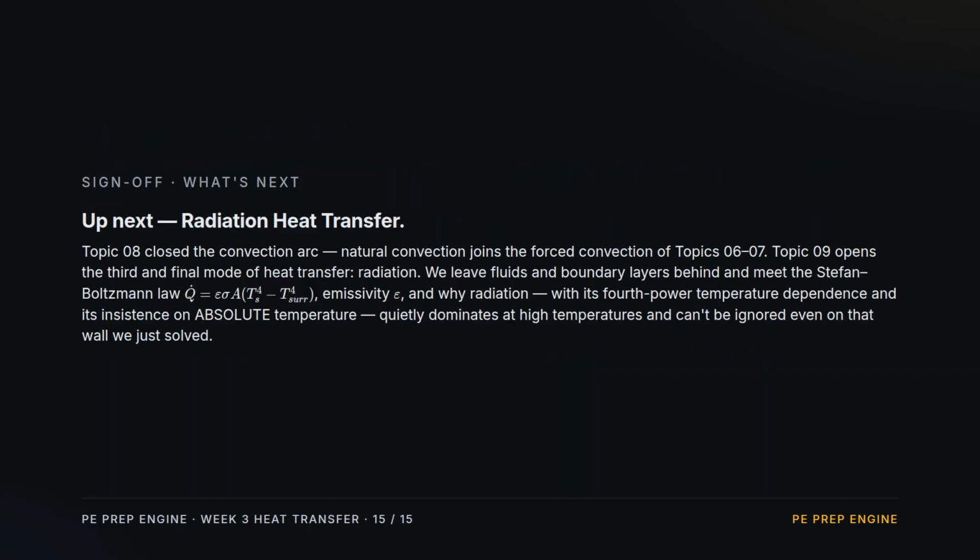Up next, Topic 9, Radiation Heat Transfer. Topic 8 closes the convection arc. Natural convection joins the forced convection of Topics 6 and 7. Radiation is the third and final mode. We leave fluids and boundary layers behind and meet the Stefan-Boltzmann law, emissivity, and why radiation, with its fourth power dependence and insistence on absolute temperature, dominates at high temperatures, and couldn't be ignored even on the wall we just solved.